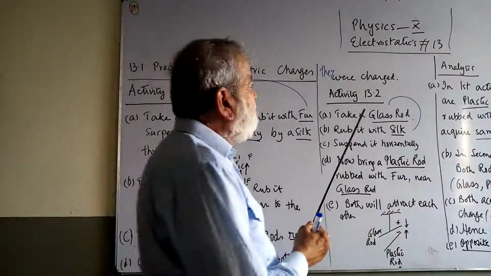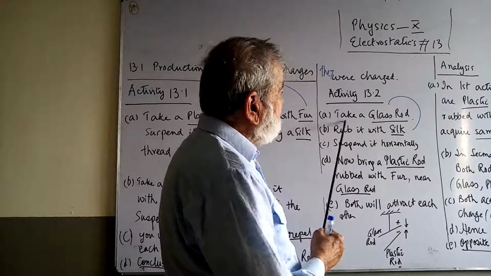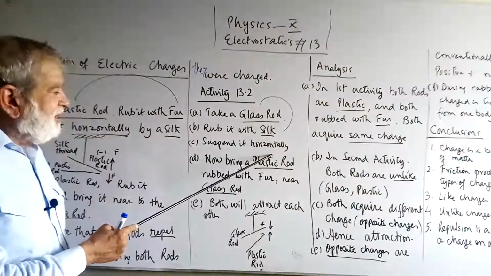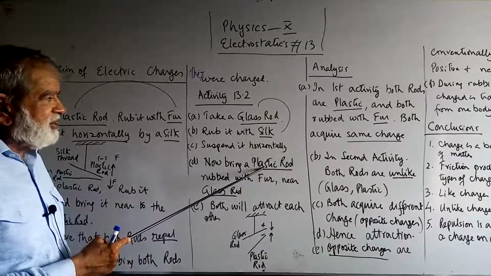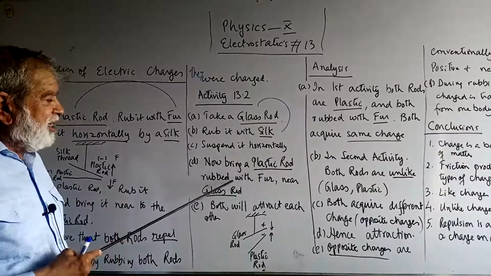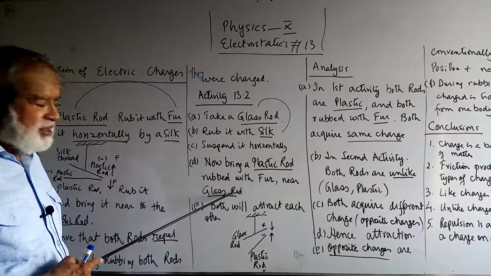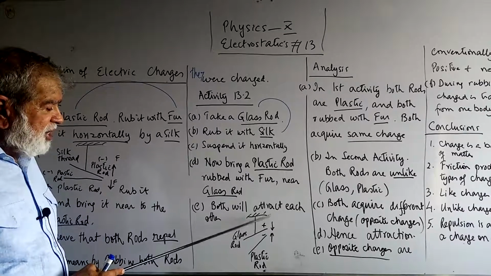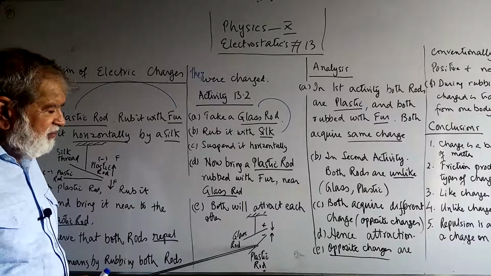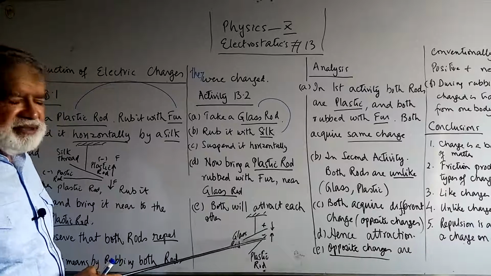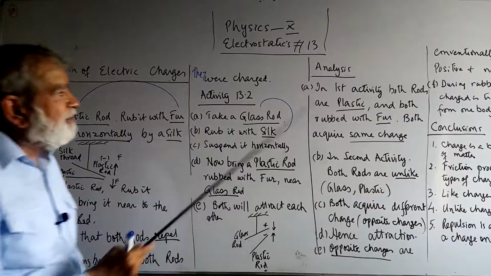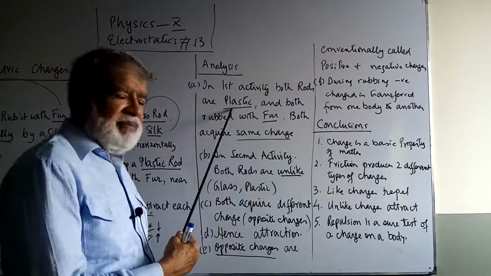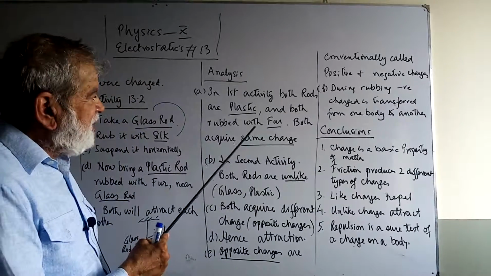Now activity 13.2, which says take a glass rod, rub it with silk, suspend it horizontally, bring a plastic rod. Now this is a second material. Rub it with fur and bring it near the glass rod. Both will attract each other. So glass rod rubbed with silk, plastic rod rubbed with fur, brought close together, attraction takes place, both move towards each other. Analysis: in the first activity, both rods are plastic, so both acquired same kind of charge.